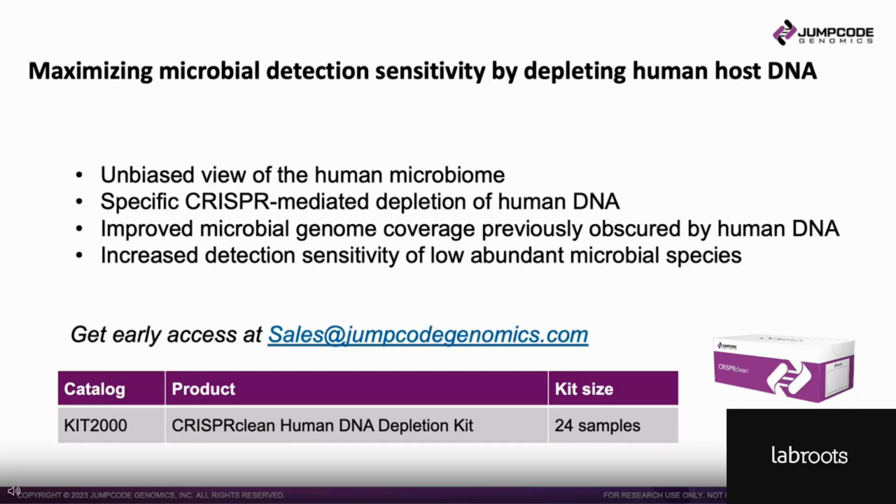These benefits will include an unbiased view of the human microbiome because our method uses specific CRISPR-mediated depletion of the human DNA. You will also achieve improved microbial genome coverage previously obscured by human DNA. You will increase detection sensitivity of low abundant microbial species. And this is easily done in a single-day workflow and can be applied to extracted total DNA from microbiome samples, be it frozen or fresh samples.